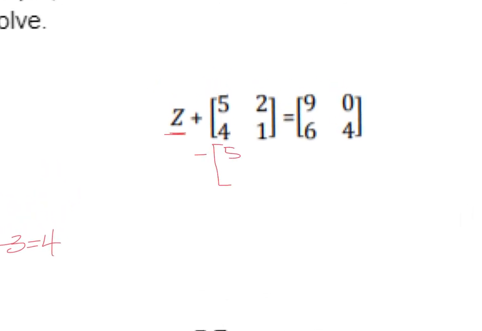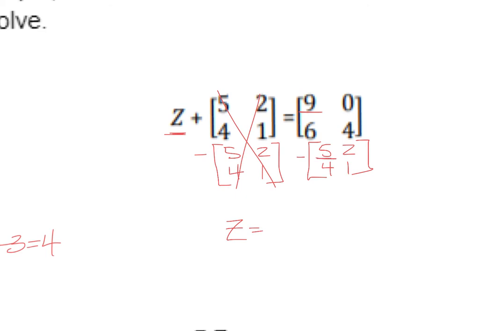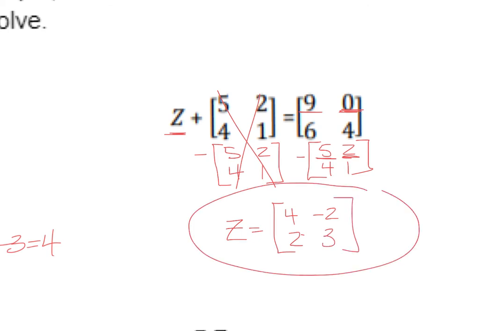Let's just subtract this matrix, 5, 2, 4, and 1, this little 2 by 2, and we'll subtract it to the other side like this. These will cancel over here, just like a number would. One's positive, one's negative, and we'll be left with Z equals, and then we're just going to subtract these two matrices. So remember, each element gets subtracted by the element in the same spot. Let's start with the 9 up here. 9 minus 5, that is 4. And then I go over here to 0, 0 minus 2 is negative 2. Careful with that subtraction, 0 minus 2. 6 minus 4 is 2. And then 4 minus 1 is 3. And there we go, there's our matrix Z.